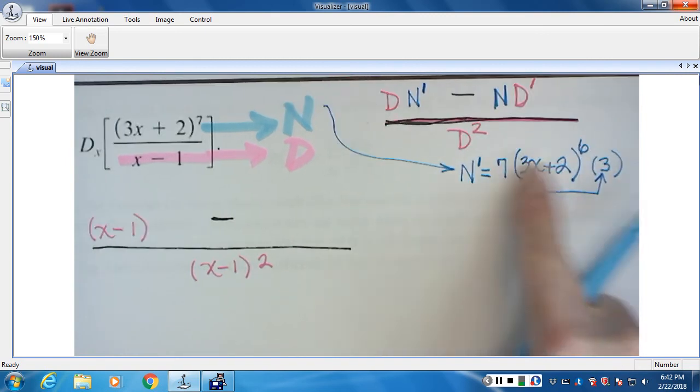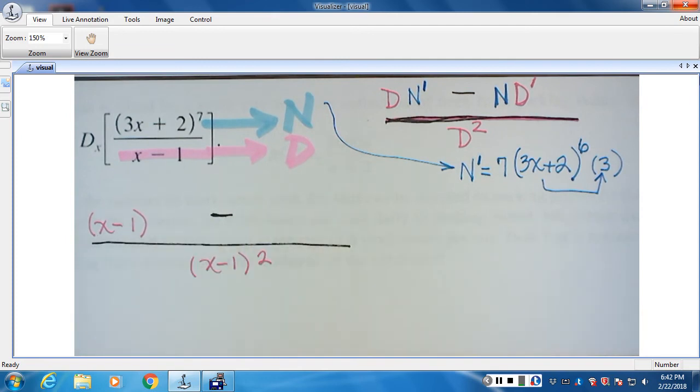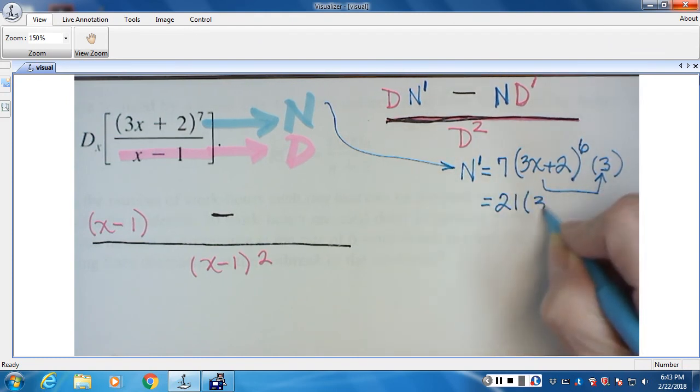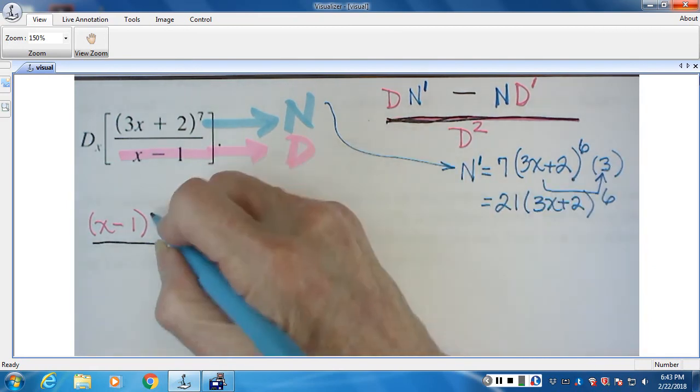And then since we're going to have to multiply this times this, we're going to try to shrink it up as much as we can before we use it. So 3 times 7 is 21 times the quantity 3x plus 2 raised to the 6th power, and now I'm ready to use it.